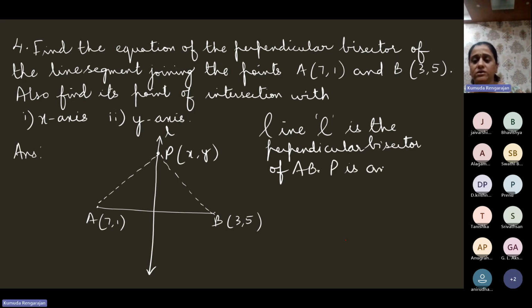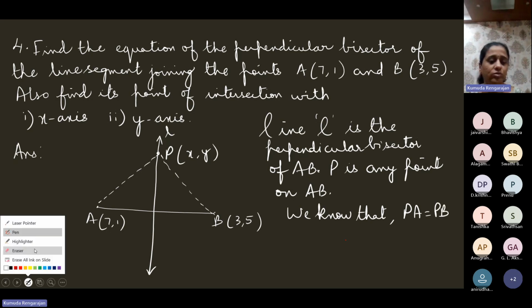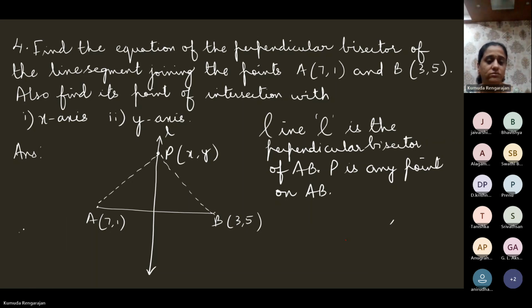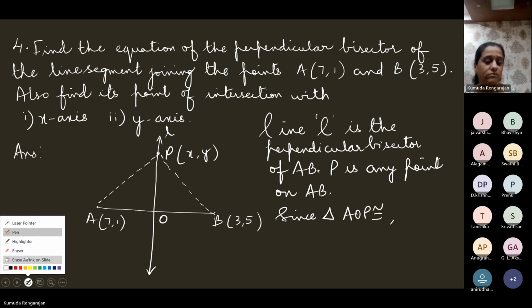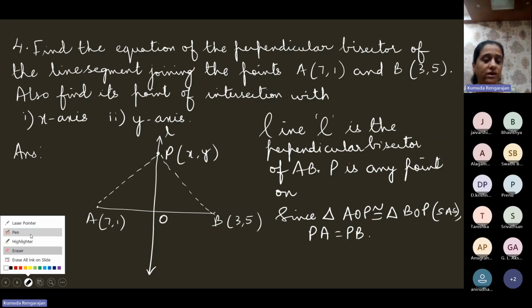P is any point on the line L. And we know that PA is equal to PB. Or instead of saying we know that, you can write, since triangle AOP is congruent to triangle BOP by the SAS rule, PA is equal to PB. So line L is the perpendicular bisector of AB. P is any point on the line L.